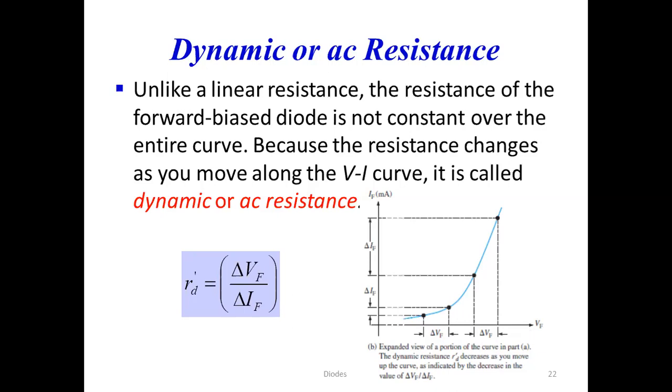Are you getting this? For a small change in voltage, you are getting a larger change in current. Larger change in current means your denominator is more than the numerator, so your resistance will obviously reduce. It is not constant throughout, it is changing throughout, and that's why it is known as dynamic or AC resistance.